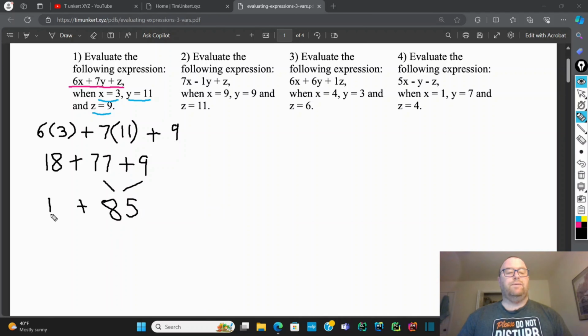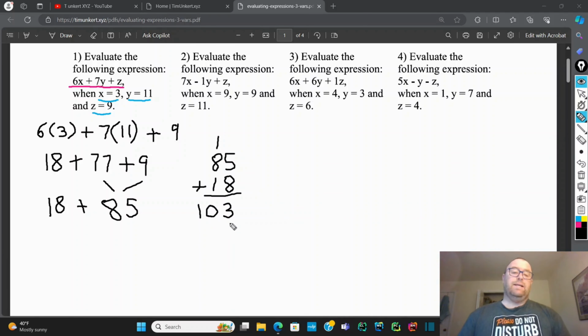Then we do 18. Okay, so we have 85 plus 18. Okay, and we're going to do 5 plus 8, which is 13. And then 1 plus 8 plus 1, which is 10. So our solution to this one is 103.